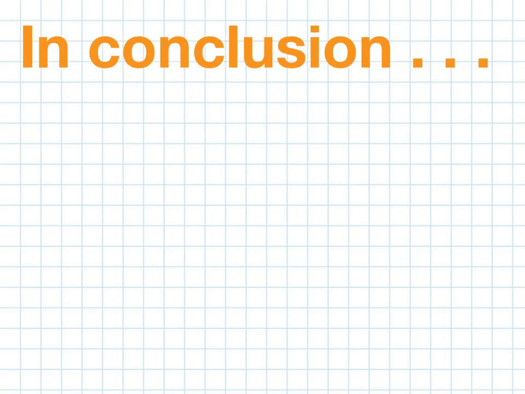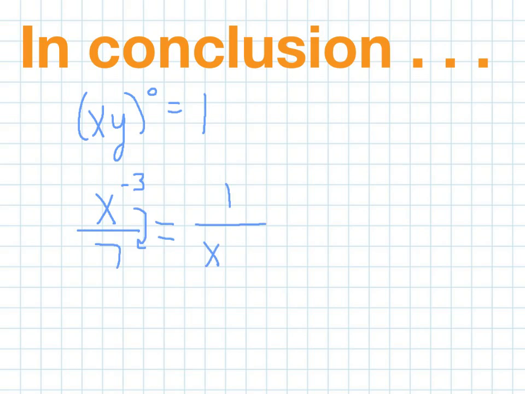So in conclusion, we added our last two rules: the idea that anything raised to the 0 power has a value of 1, and any time that we have negative exponents, we need to move the piece with the negative exponent in reverse and make that exponent positive.